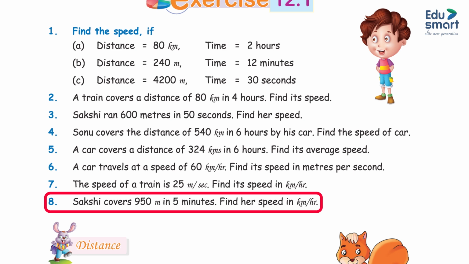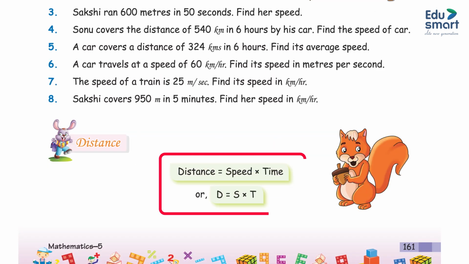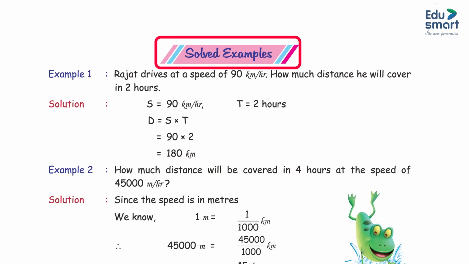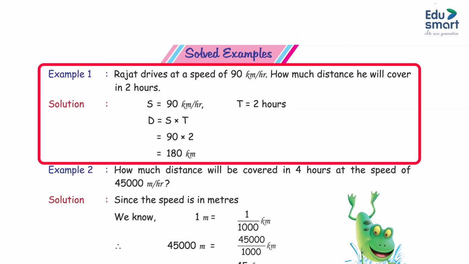Answer: 11.4 km per hour. Distance. Distance equals speed into time, or d = s × t. Solved example. Example 1. Rajat drives at a speed of 90 km per hour. How much distance will he cover in 2 hours?